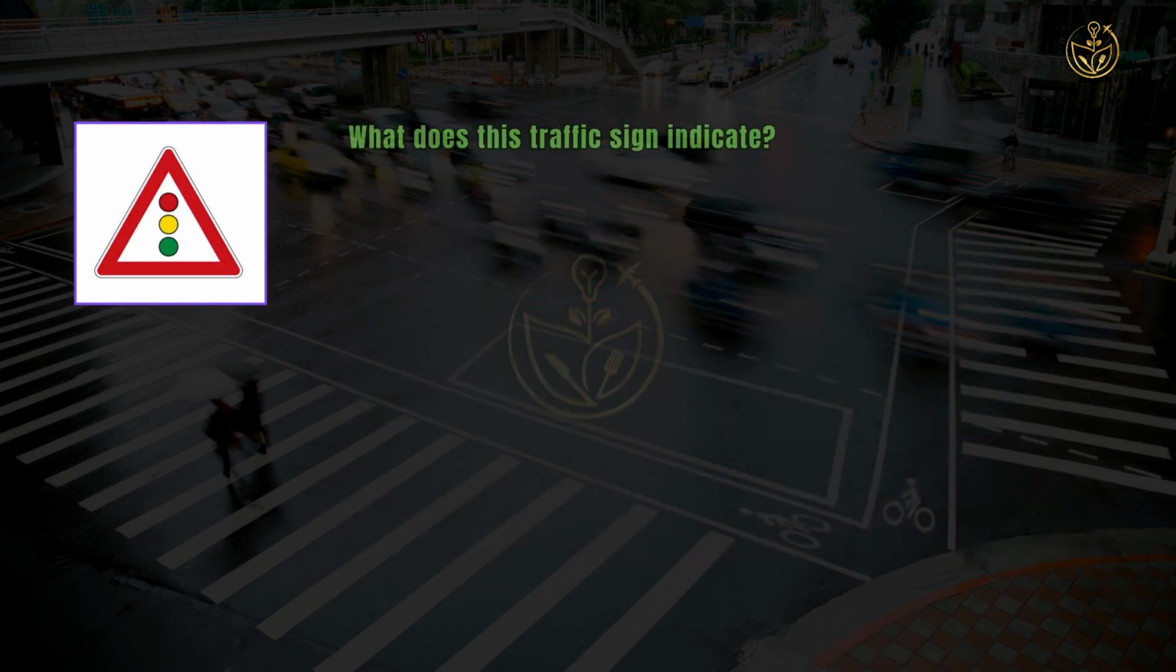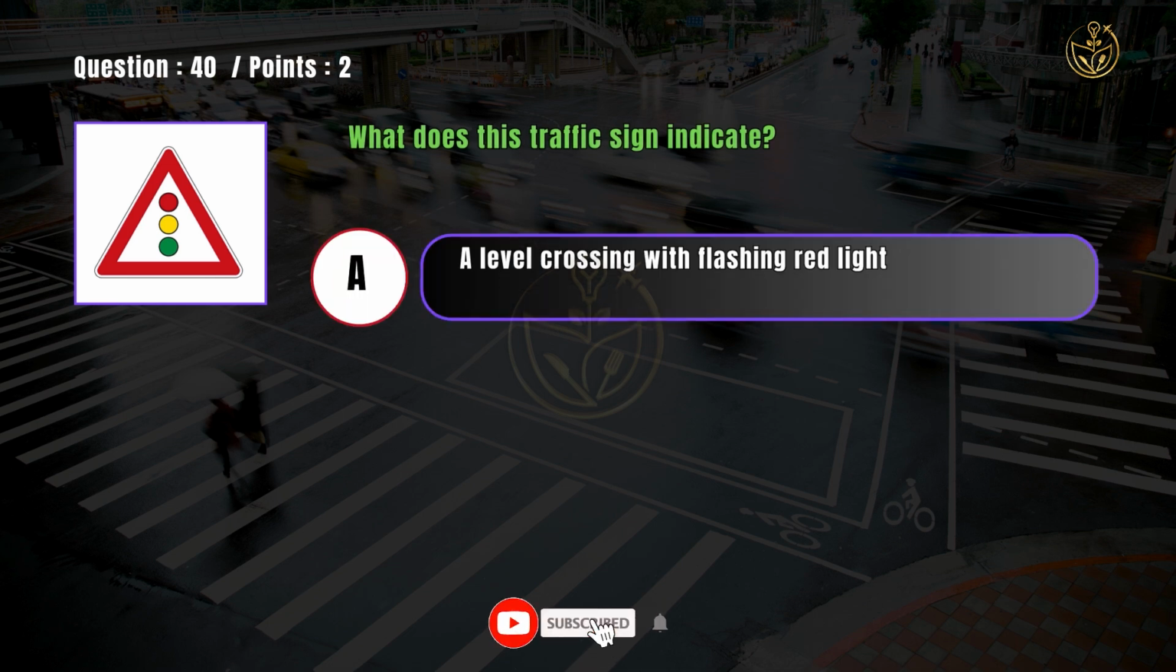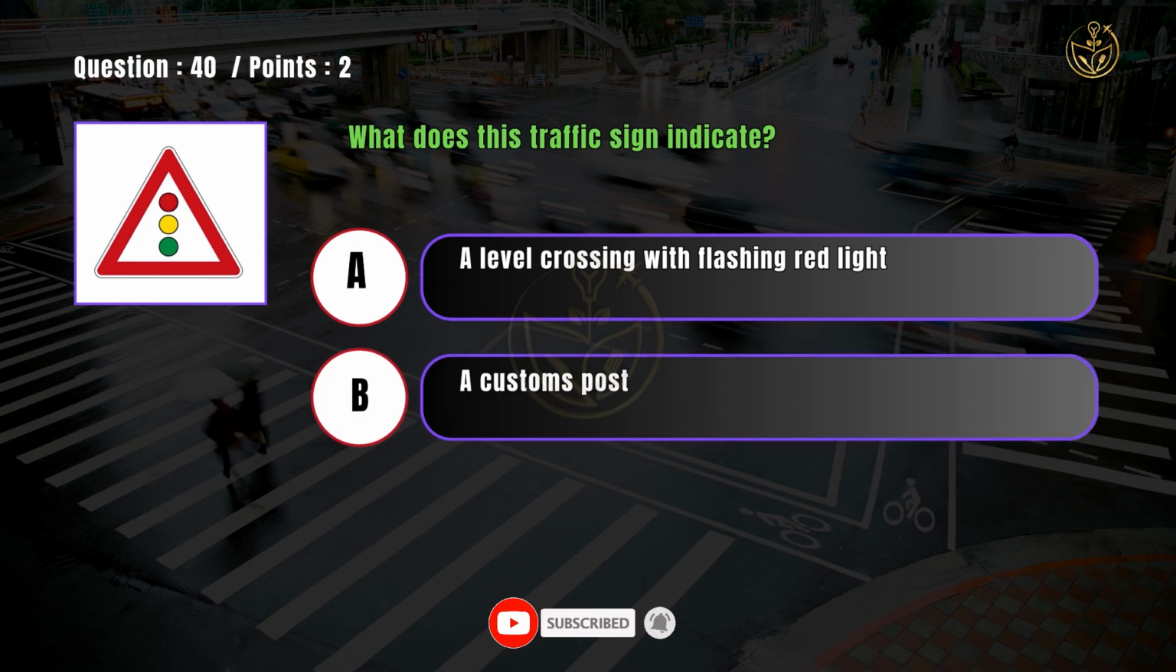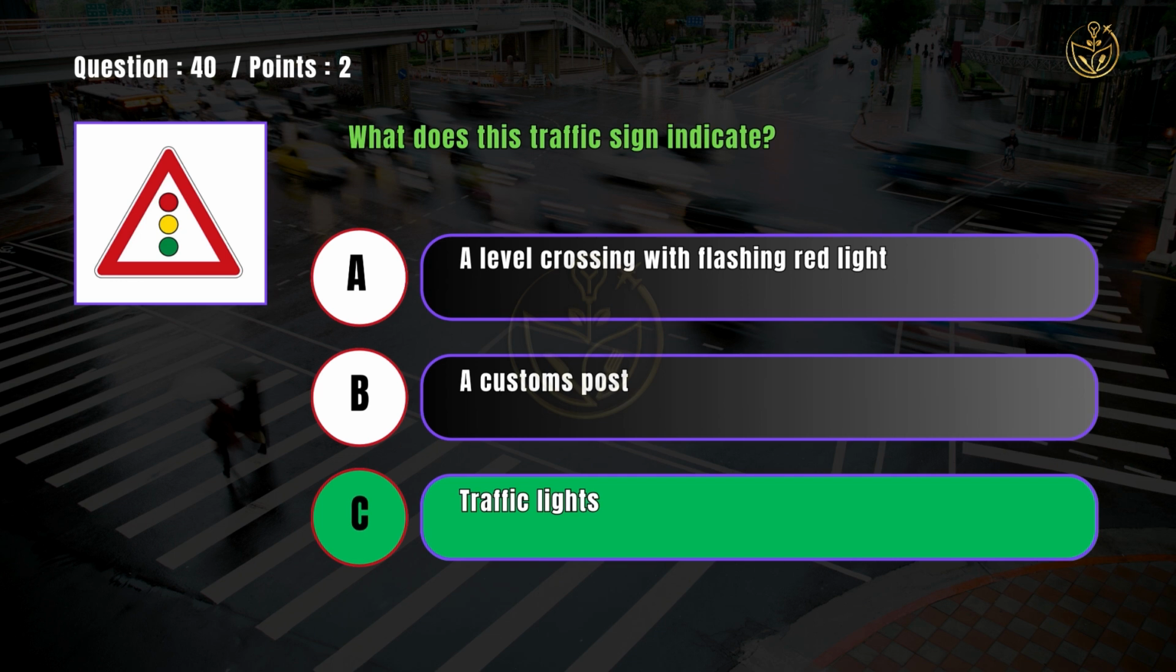What does this traffic sign indicate? A. A level crossing with flashing red light. B. A customs post. C. Traffic lights. The correct answer is C. This triangular warning sign alerts drivers to traffic lights ahead.